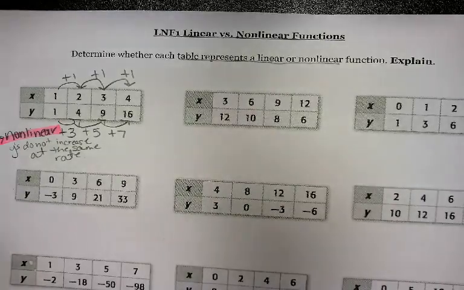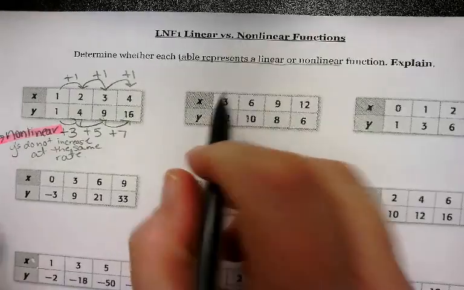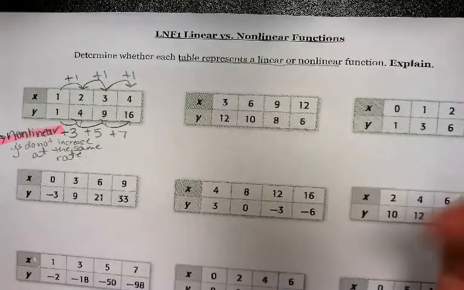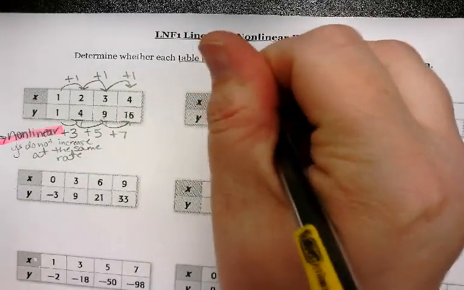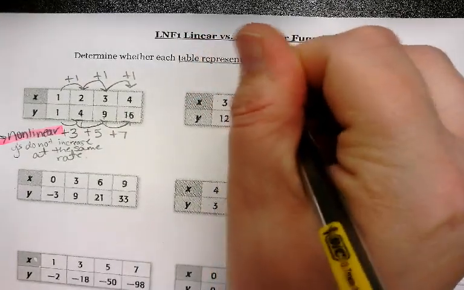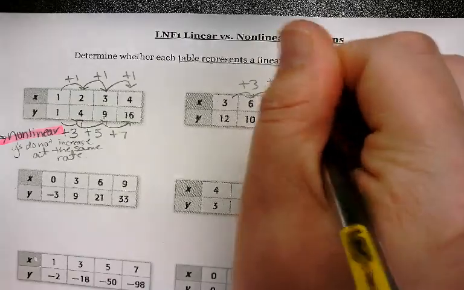Okay, let's look at this example right here. I go from 3 to 6, so that's a plus 3. 6 to 9, plus 3. 9 to 12, plus 3. My x's are increasing by the same.